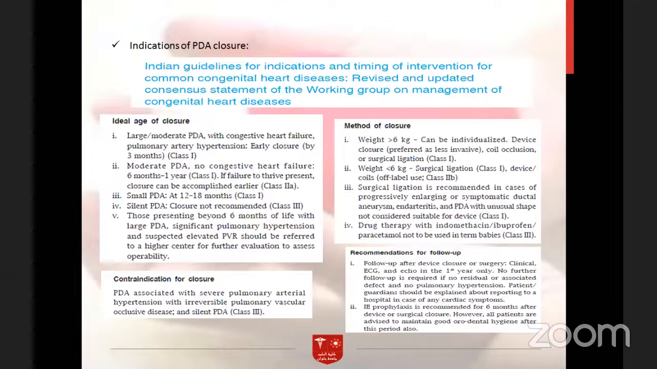Regarding the follow-up, the recommended follow-up is 1 year after either device or surgical closure, and infective endocarditis prophylaxis is recommended for the first 6 months after device or surgical closure. And we should instruct all patients to have a good orodental hygiene.